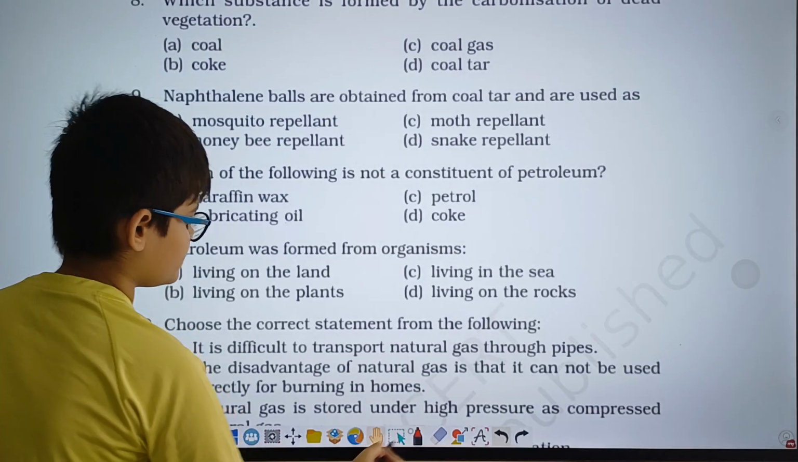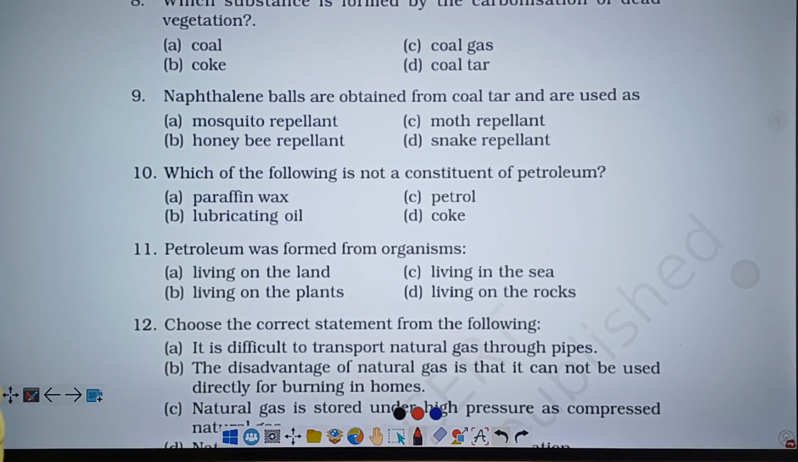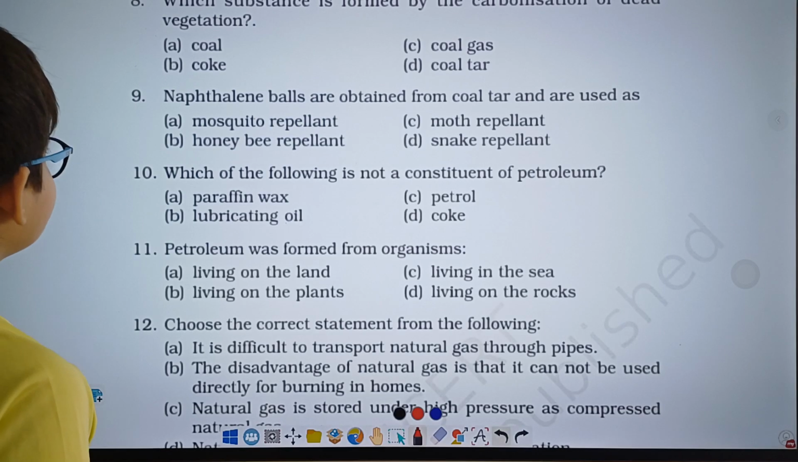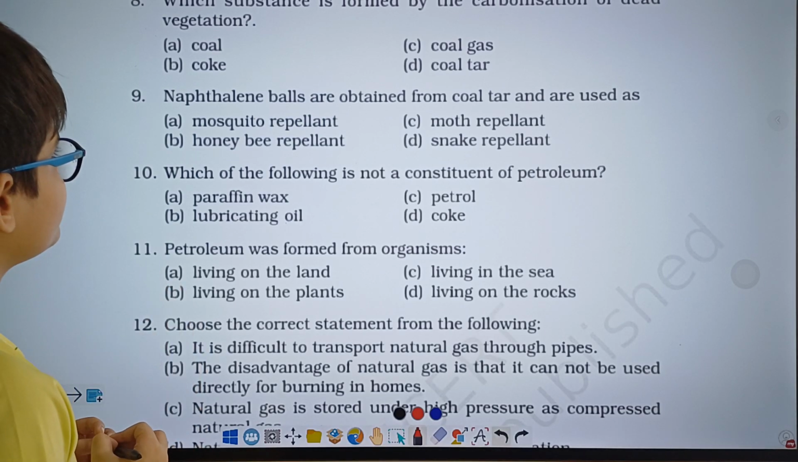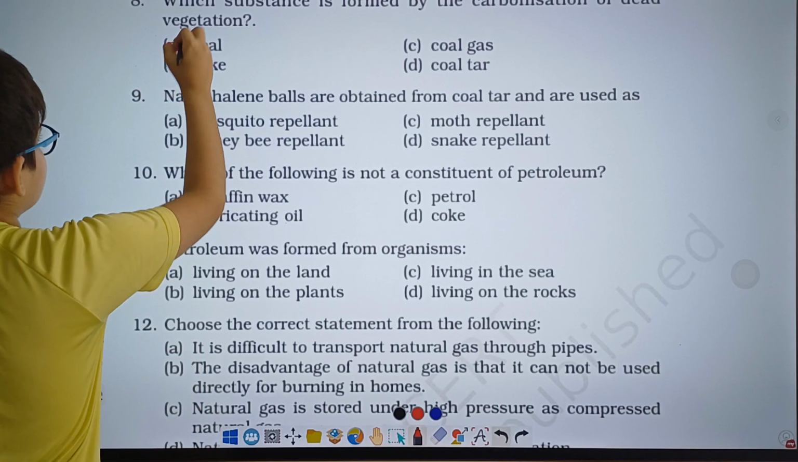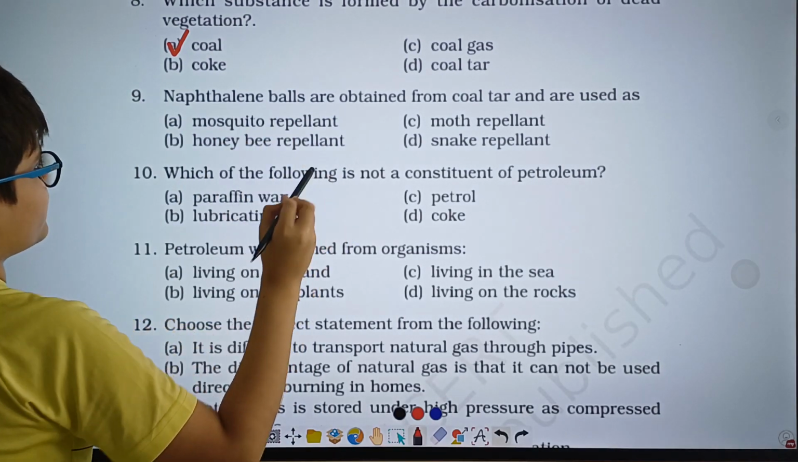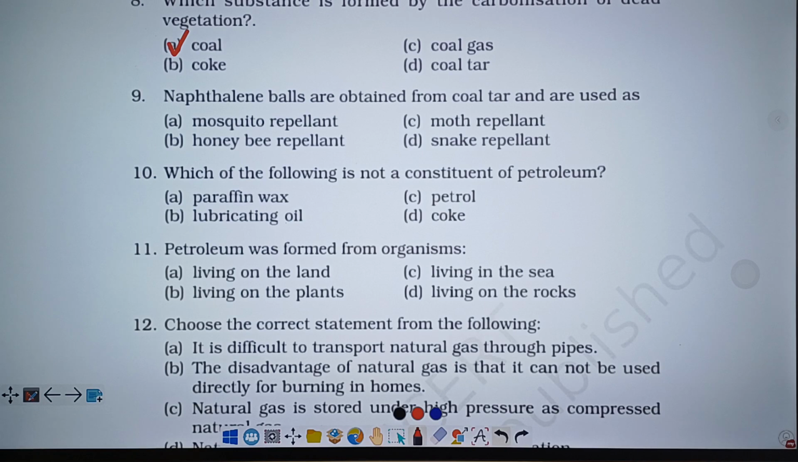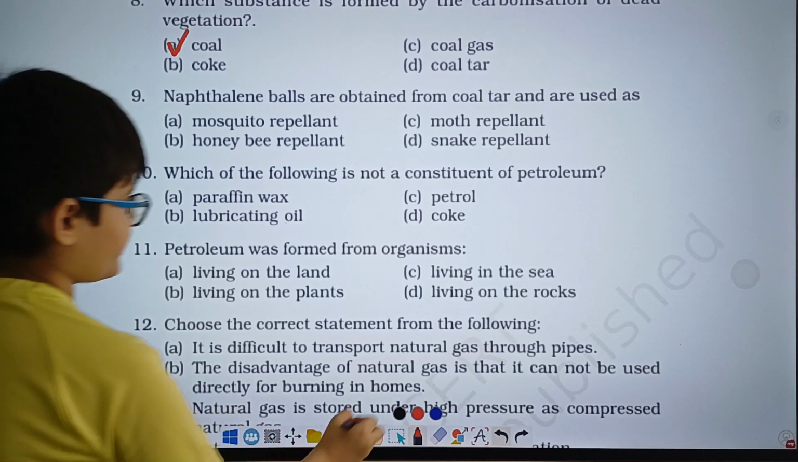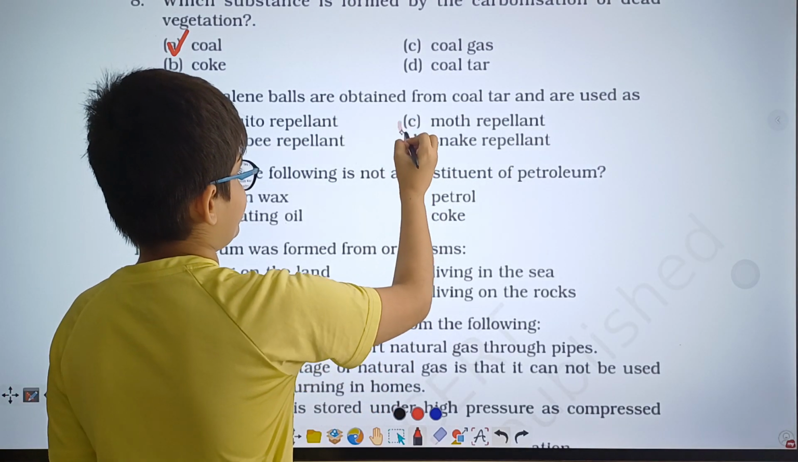Here, the correct answer for this question will be coal. The reason why it is coal is because all of the other options, coke, coal tar and coal gas, are made from coal. Okay, alright. Question 9. Naphthalene balls are obtained from coal tar and are used as, and the correct answer will be moth repellent.